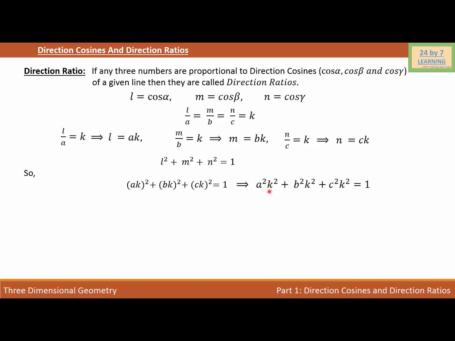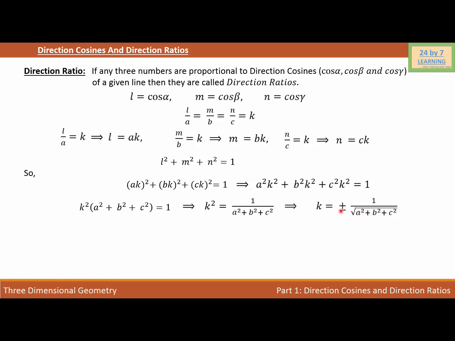If you look closely, you will see that we have K square with each term. So I'm going to take K square common. I can write K square outside the bracket, and inside the bracket I have A square plus B square plus C square, and that is equal to 1. Now I need to find the value of K because K is unknown. So K square is equal to 1 over A square plus B square plus C square; simply, I'm dividing both sides by A square plus B square plus C square. If I further simplify, I get K is equal to plus minus 1 over the square root of A square plus B square plus C square.